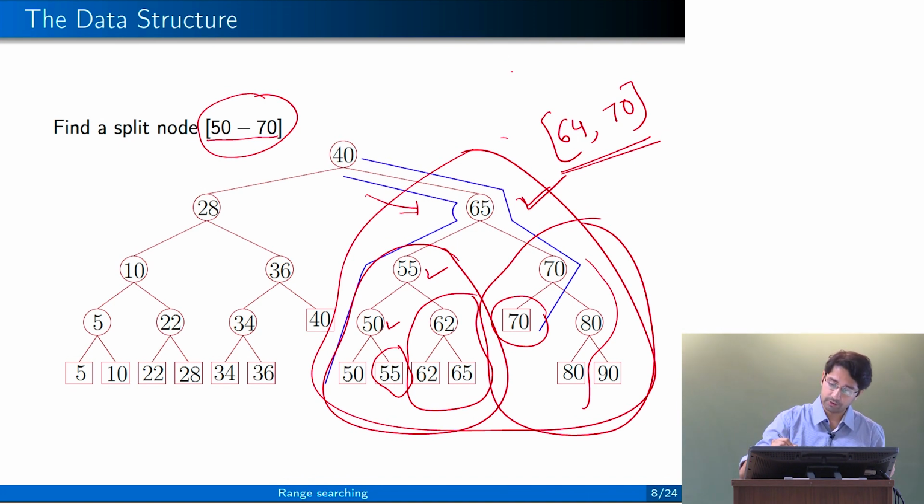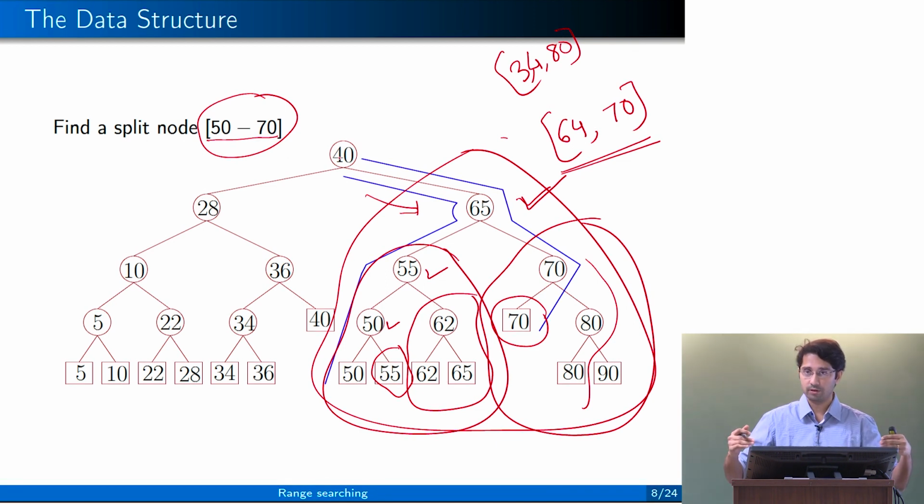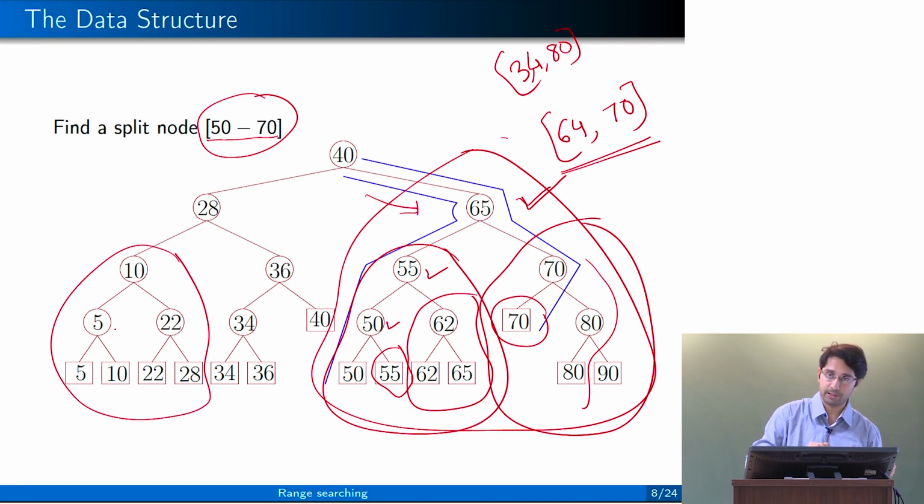34 to 80, yes, 34 to 40 is in between, so the root node is my split node. Yes, this is how I am building. How am I building? I am creating leaf nodes and then pushing up. I am looking at the highest value present in the left subtree and pushing it here. That is how we build a balanced binary search tree. This is exactly how we build a BST. Okay?